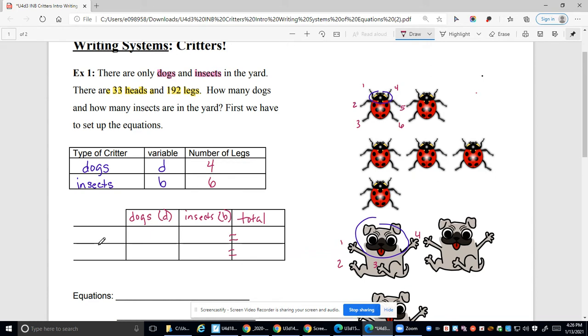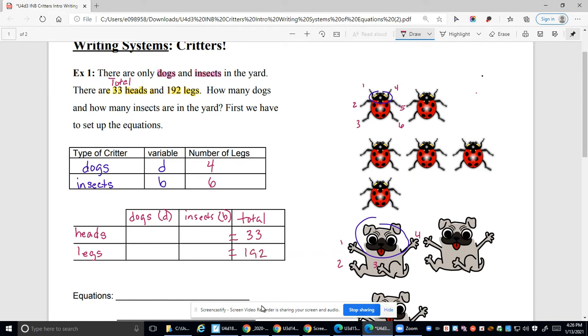And now I want to be really clear. We're going to write one equation for the heads and one equation for the legs. So it means every number in this equation is going to be talking about legs. Every number in here is going to be talking about heads, okay? So before we said that these were total amounts, right? Totals. So what number do you think I'm going to put here? Good, 33, because that's the total number of heads. And the total number of legs is 192.